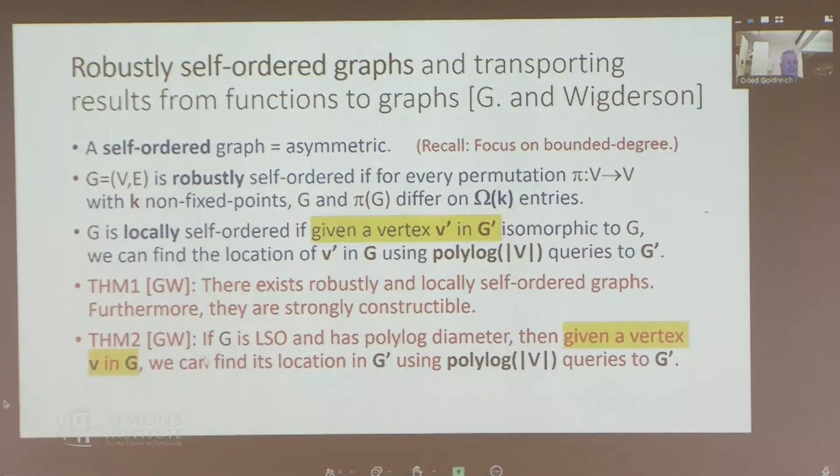The second theorem is that if the graph is locally self-ordered and it has a small diameter, then you have in a way a reverse local self-ordering. So local self-ordering said that if you are given a graph in the copy, you can find the original version in the original graph. And the reverse says that if you select a vertex in the graph itself, remember, you have the graph G in your hands, then for every vertex in the graph G, you can fairly quickly locate it in the graph G prime, meaning fairly quickly means by making not too many queries. So these are the two theorems.